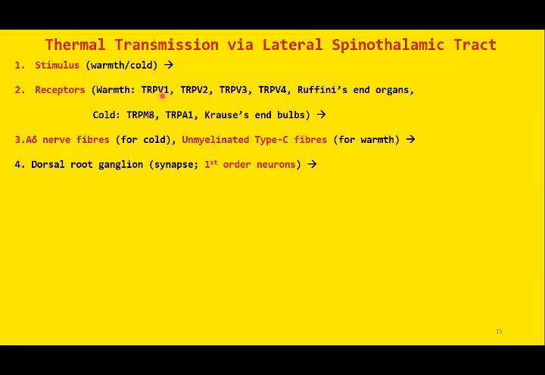The last letter, V1 or V2 or V3, indicates the type of sensation which is carried by the receptor. Where V1 stands for vanilloid. Vanilloid is the agent or the substance which is present in capsaicin. Now, capsaicin is responsible for pepper hot or red chili hot sensation, burning hot sensation. So, for vanilloid sensation, or pepper hot or red chili hot sensation, we have V1 TRP channels.